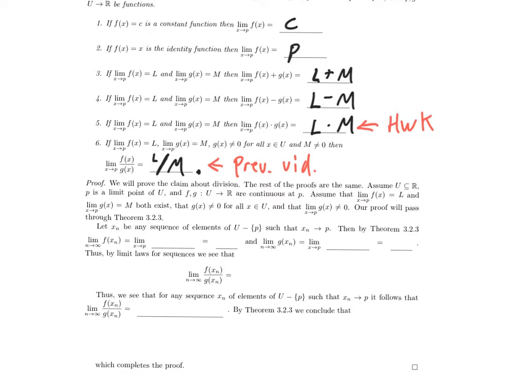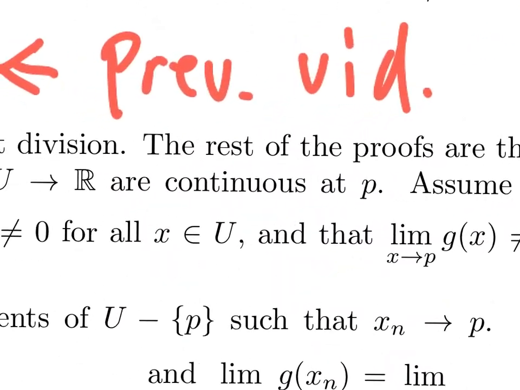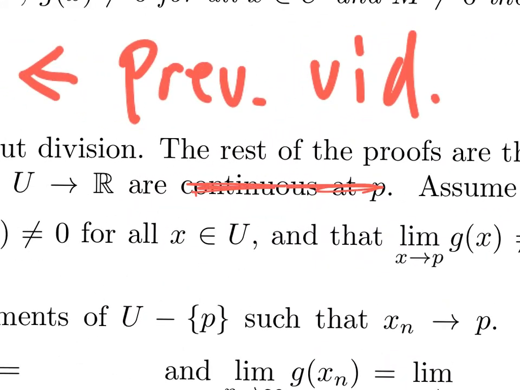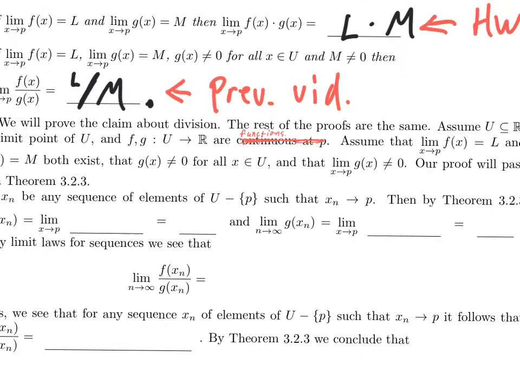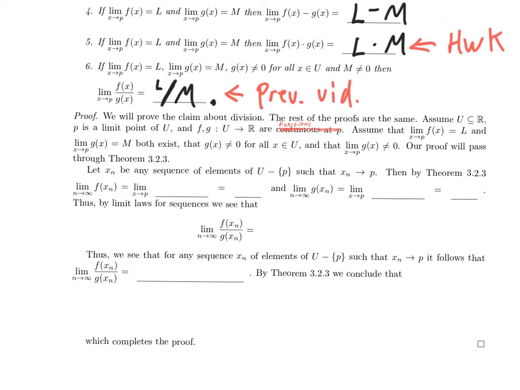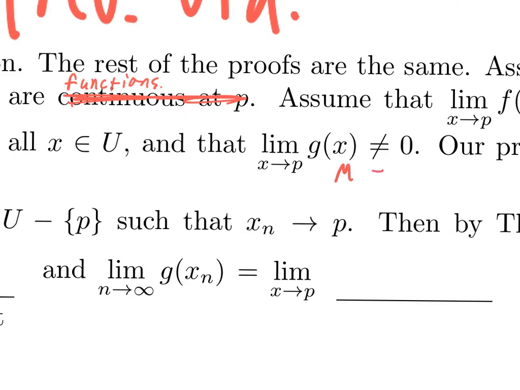So let's assume U is a subset of R. Let's assume that P is a limit point of U, and f and g are functions from U to R. Let's assume that the limit as x approaches p of f of x is L, the limit as x approaches p of g of x is m, that they both exist, that g of x is never equal to 0, and that the limit of g of x is not equal to 0. So I guess this could also be rewritten as m not equal to 0.